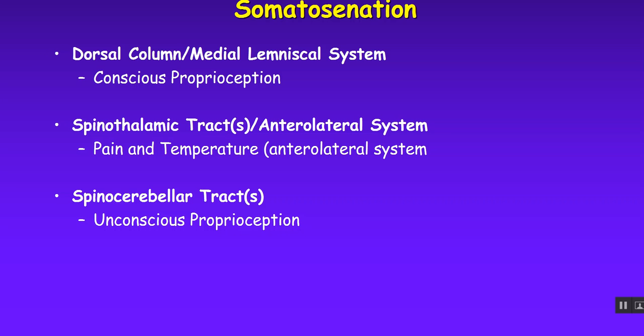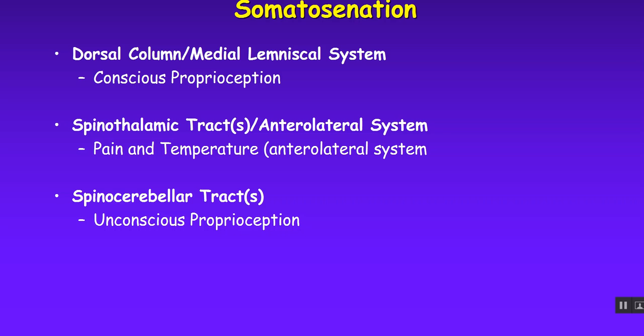So when we talk about sensation from the body, we can talk about a couple main ways that sensation gets up to where it needs to go. The first being what's called the dorsal column medial lemniscal system. And the type of information this carries is called conscious proprioception. This is where you understand and know my body in space, or somebody touched me right there, or I moved my finger this much, or that kind of stuff. That's conscious awareness of proprioception.